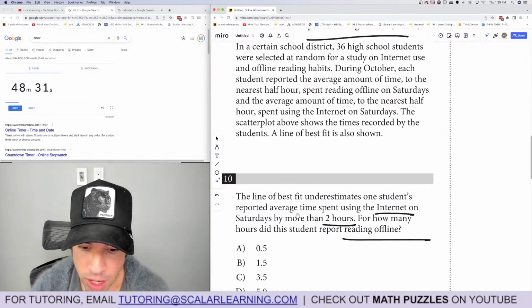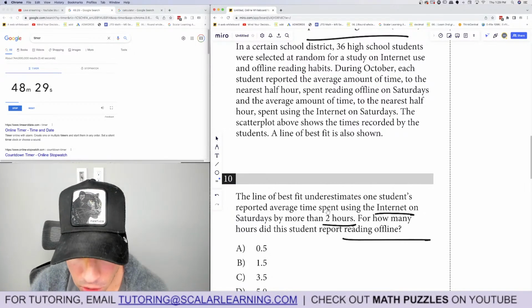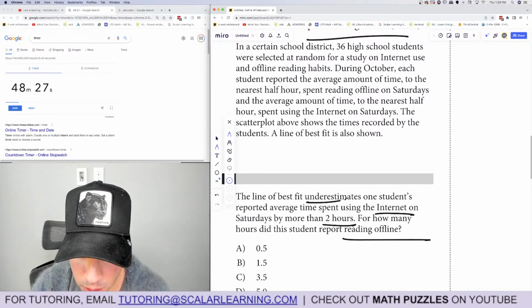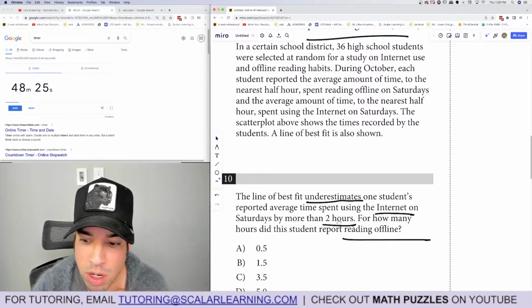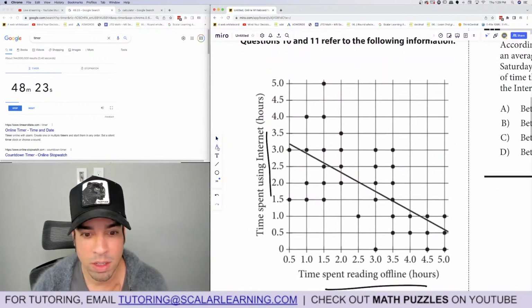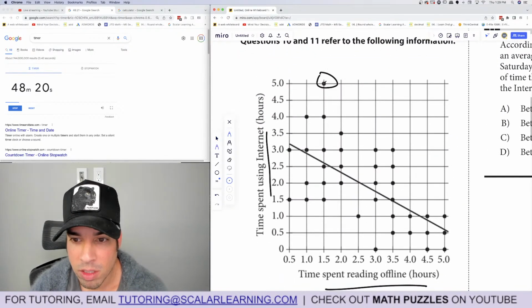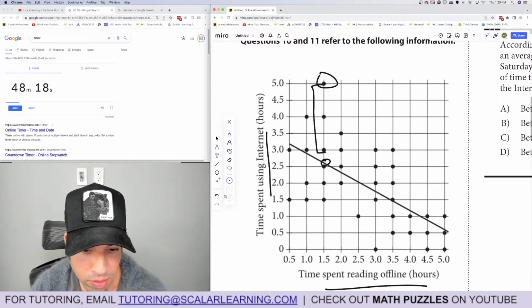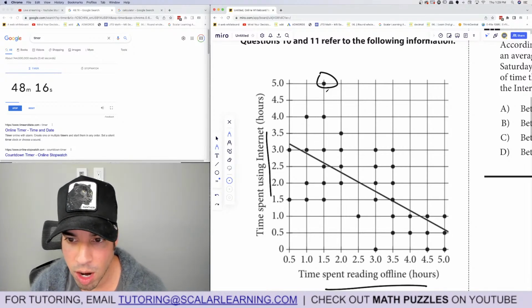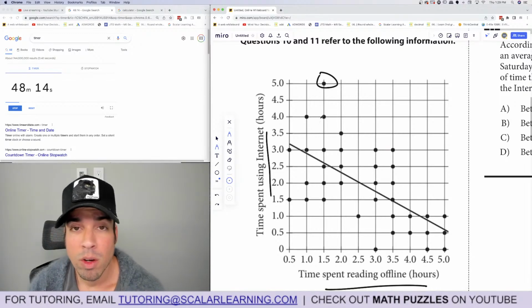So the one where it underestimates, meaning the line of best fit is below the actual point by more than 2 hours. And this is for internet, this guy, okay? Because there's 2 hours, and here's the line of best fit. So that's the only one that is more than 2 hours. So that's the student.